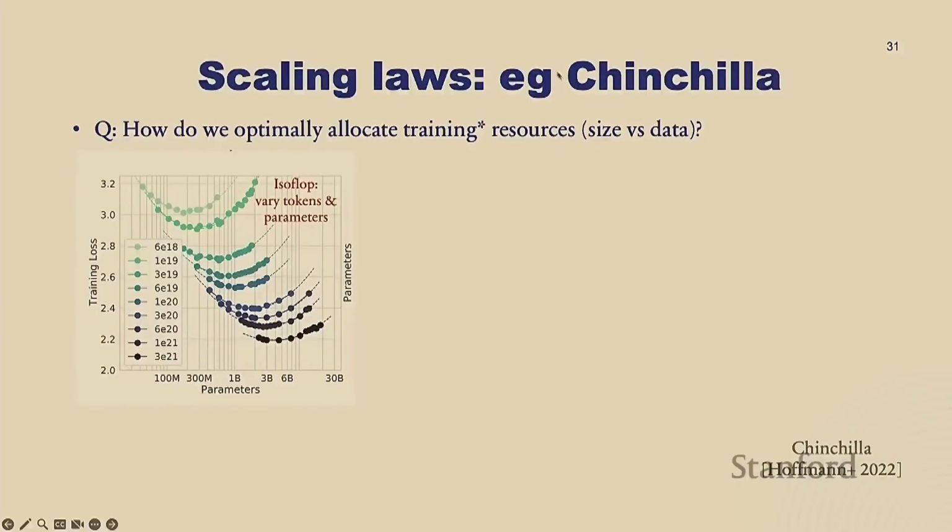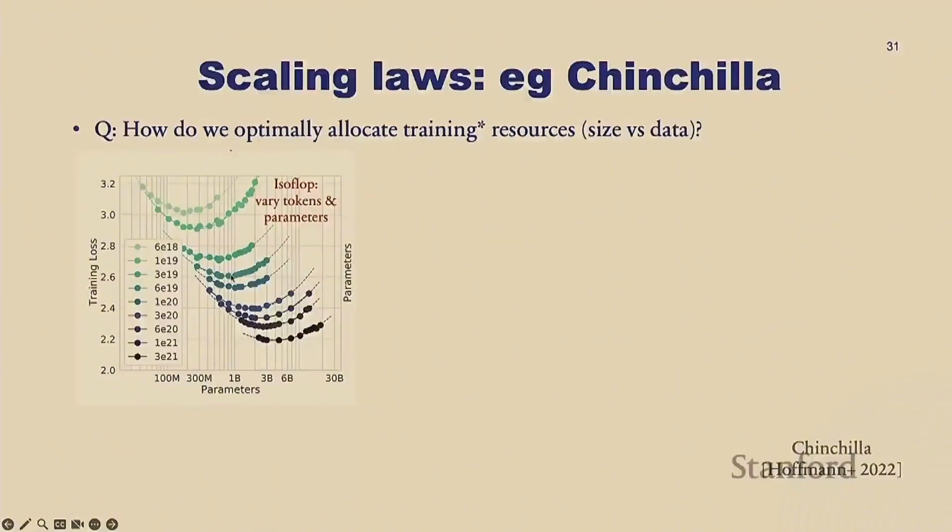Chinchilla is a very famous paper that first showed this. The way they did it, I want to give you a little bit of a sense of what these plots are. Here you see training loss again. On the x-axis you see the number of parameters, so the size of the model. And all these curves are what we call isoflops, which means all the models on this curve have been trained with the same amount of compute. The way that you do that is that you vary the number of tokens that were trained on and the size of the models, but you vary in such a way that the total compute is constant. So all these curves that you see with different colors have different amounts of compute that were trained on.